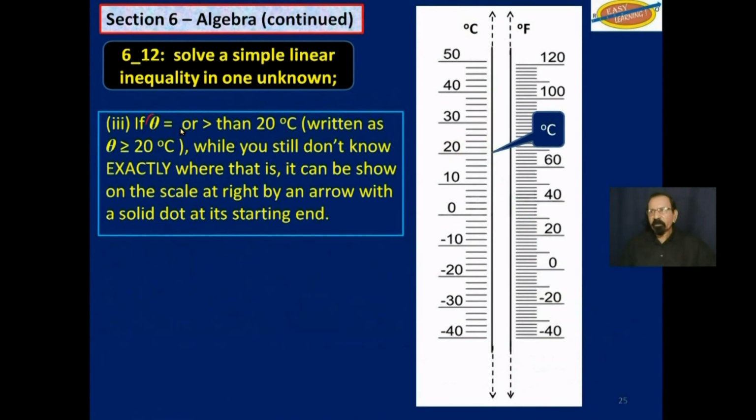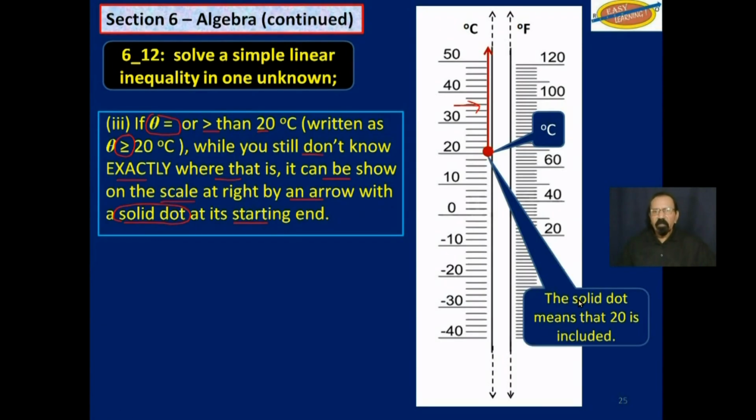Now, sometimes if the temperature is equal to or greater than 20 degrees, written like this, that sign there means equal to or greater than. While you still do not know the exact point where that is, we can show on the scale at right an arrow with a solid dot at its starting point. So it looks like this that you see here, this arrow going up here. But notice the dot is now solid. This solid dot means that 20 is included in the temperature.